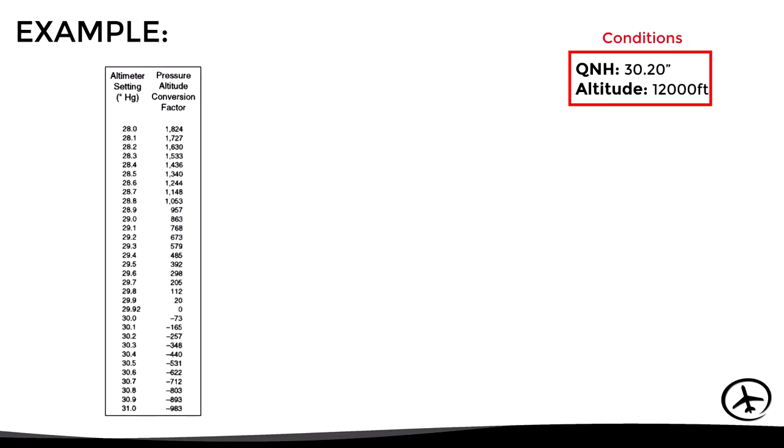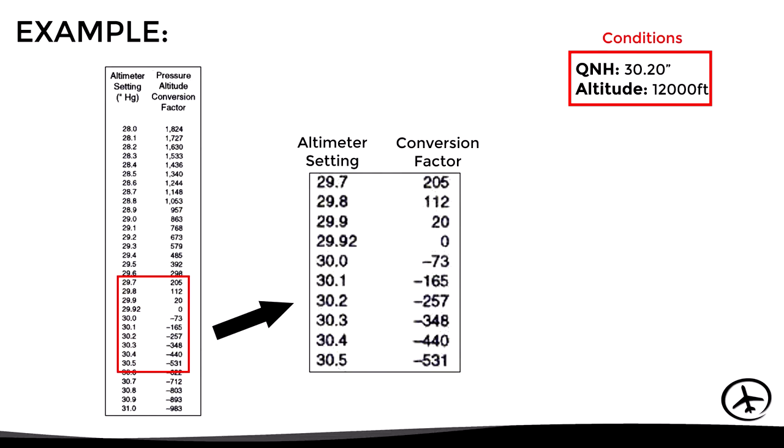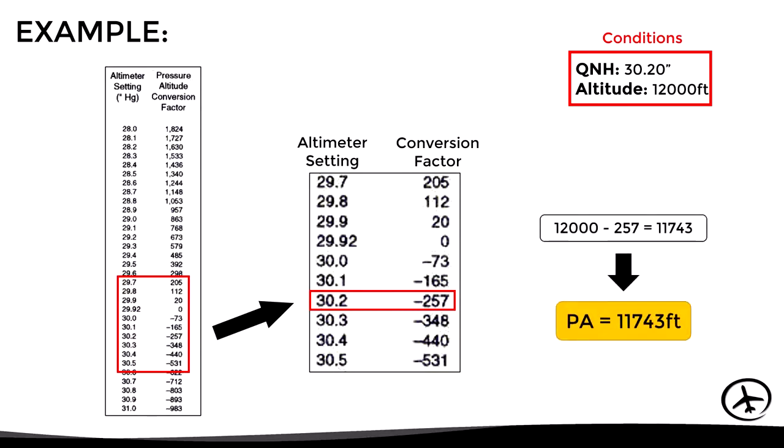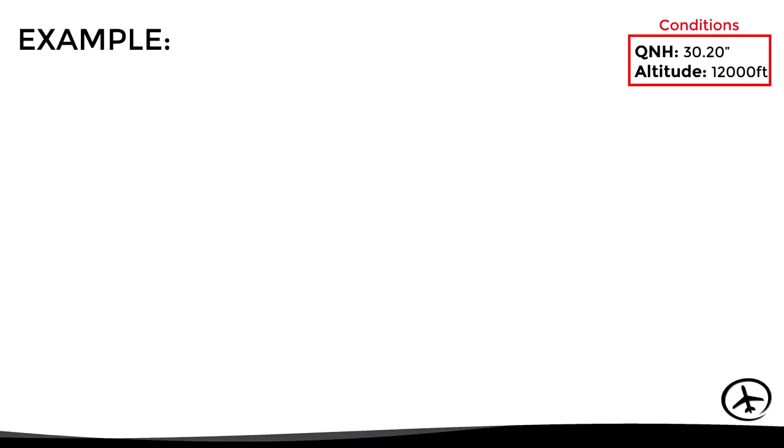Suppose we have the following conditions: a QNH of 3020 and an indicated altitude of 12,000 feet. Here, if we look at the table, we can see the different correction values to be applied depending on the QNH. In this case, for 3020 the correction value is -257. Therefore, all we have to do is take 12,000 feet and subtract 257 feet, obtaining a pressure altitude of 11,743 feet.